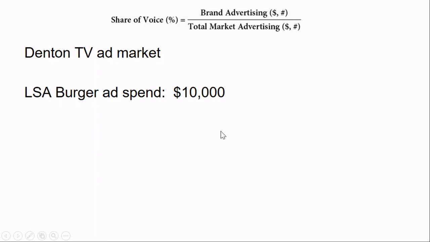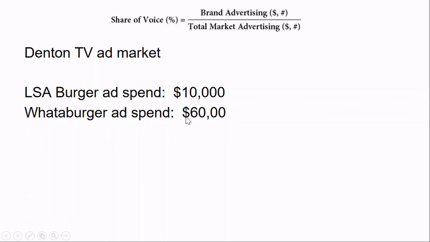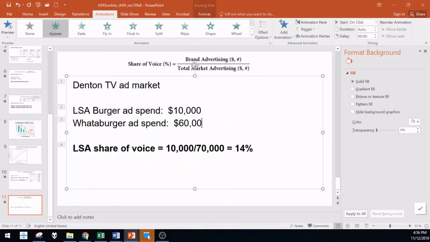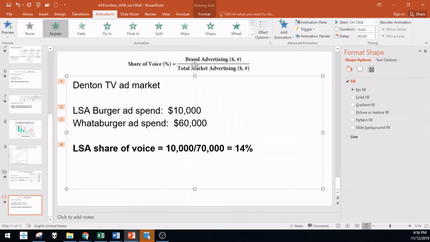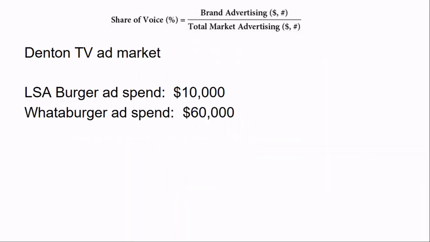Okay. All right, then we have something called share of voice, just basically what percentage of the advertising messages in a particular market are our messages. Okay. So simple formula is just brand advertising divided by total market advertising. Okay. So very simple example. Assume we're talking about the Denton TV advertising market. LSA Burger decides to spend $10,000 in a month on advertising. Whataburger decides to spend $60,000 a month on advertising in Denton.